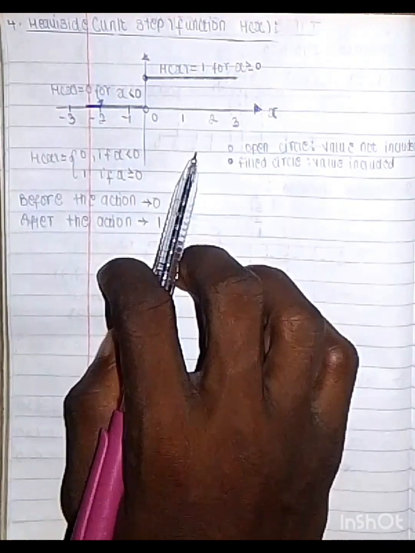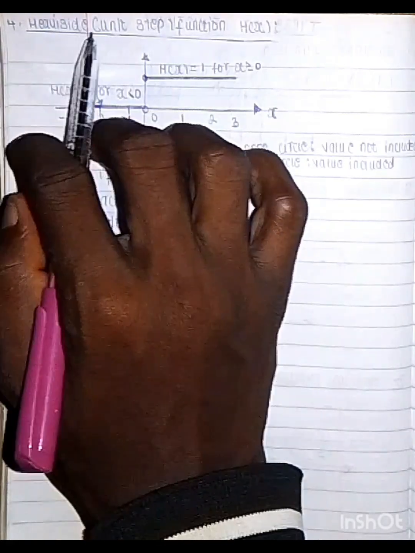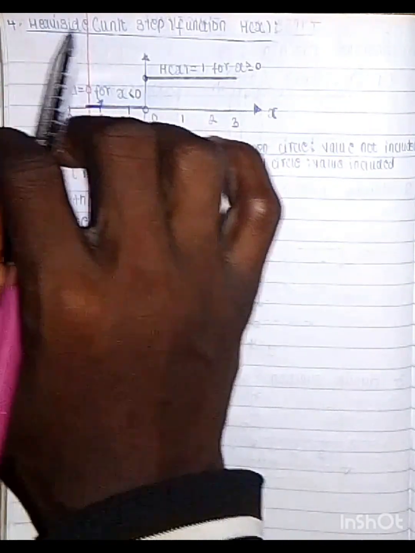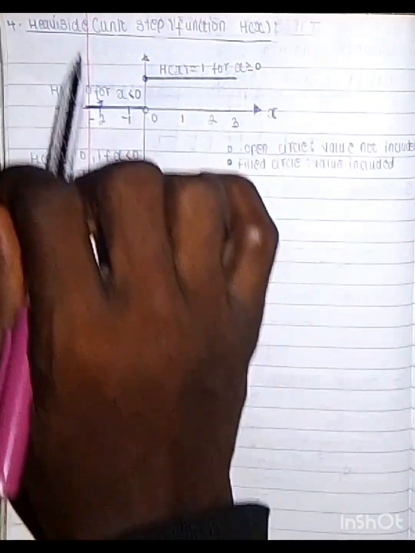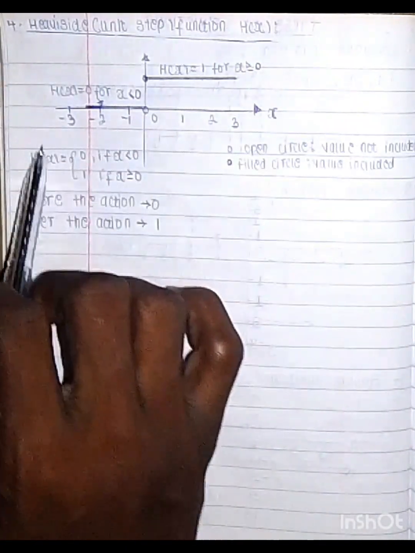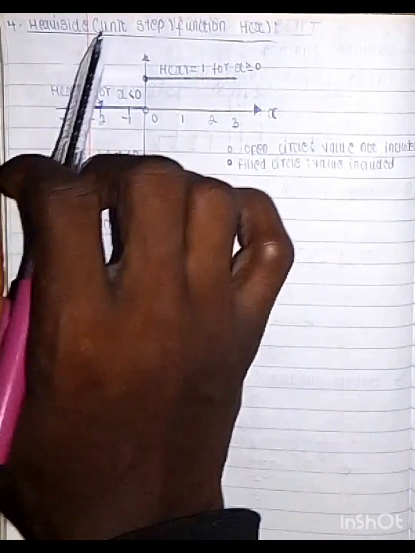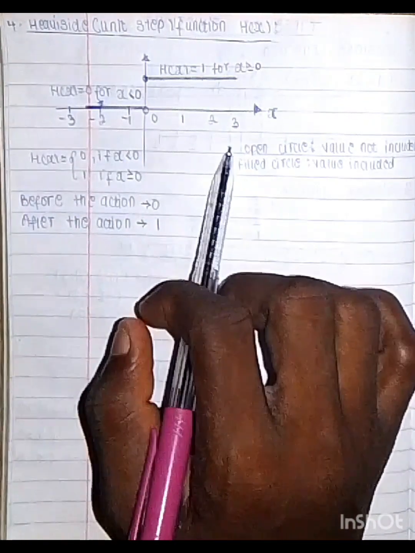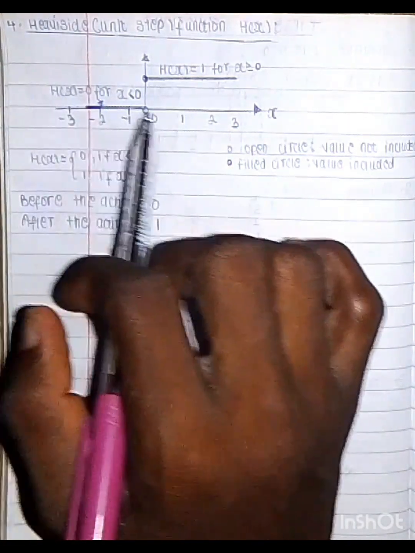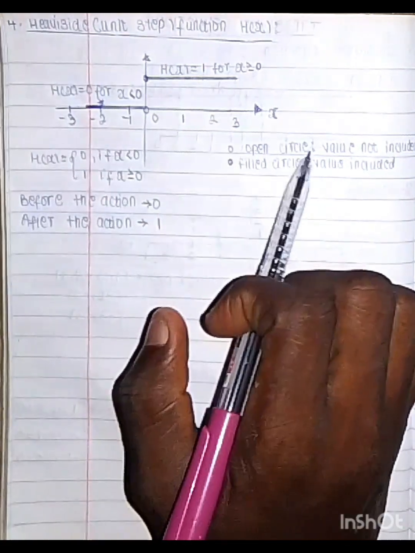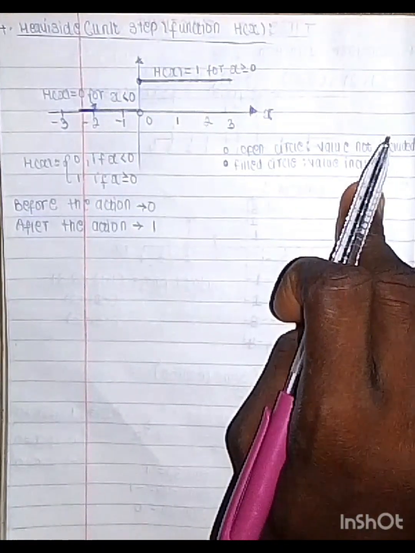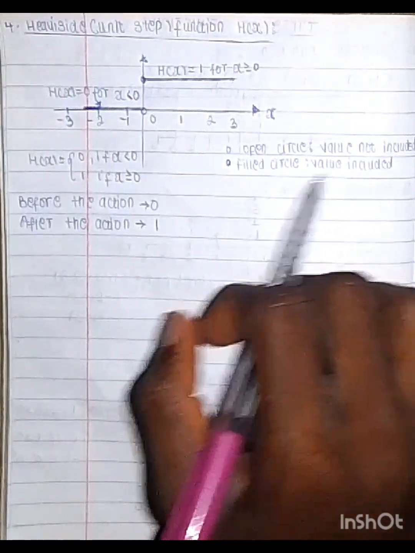Okay, everyone. Number 4, we have the Heaviside, the unit step function. The Heaviside can also be called the unit step function. Now, this is the graphical representation of a Heaviside or unit step function. This is the mathematical expression of the Heaviside or unit step function. And I can see here, just as in a graph of an inequality, that the open circle means that the value is not included, and the filled circle means the value is included.